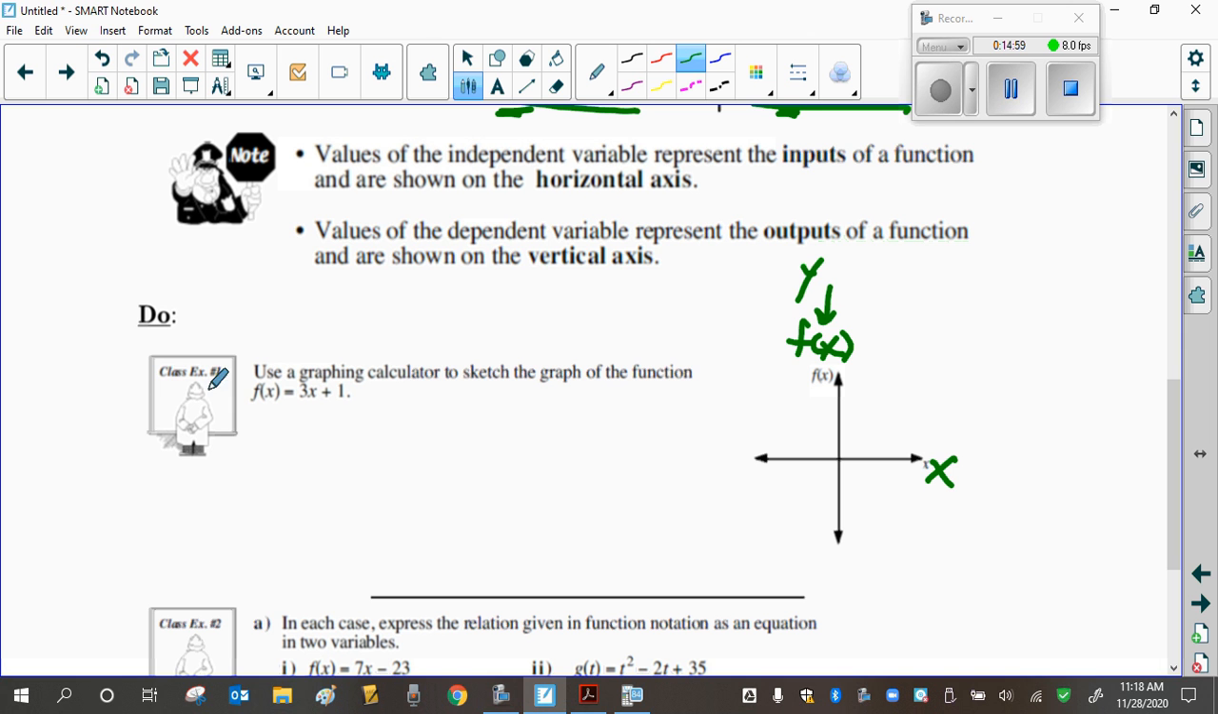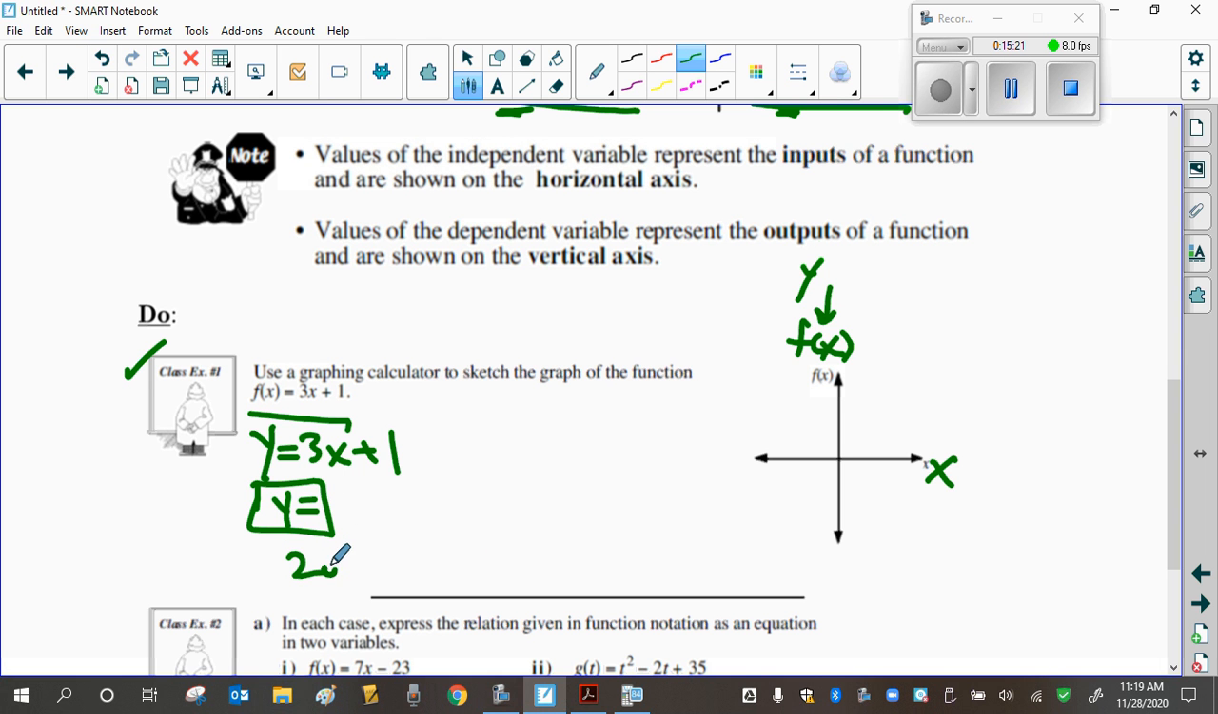Go ahead and do example 1. Graph this on your calculator. And of course, what does that mean? Well, f of x means y, okay? So anytime you see f of x, you can replace it with y. And then, of course, you have a y equals button on your calculator.